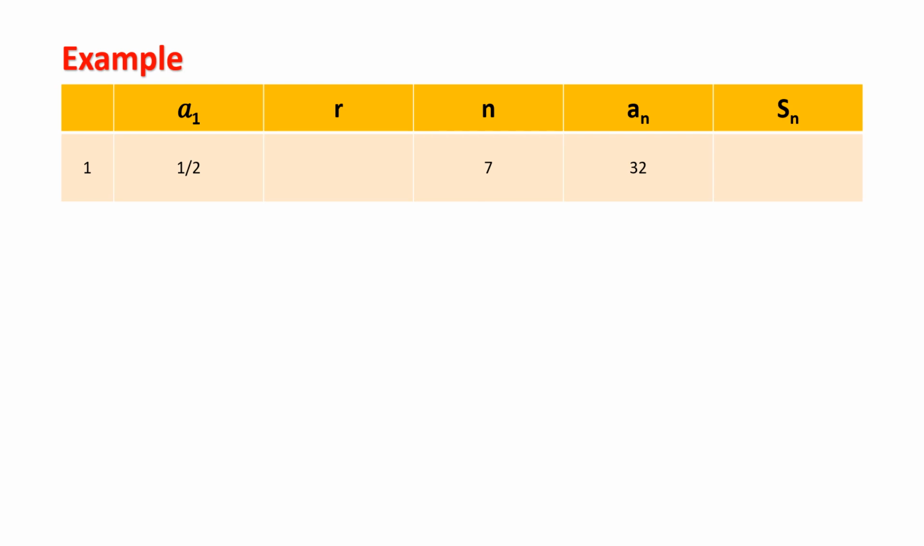Given that a sub 1 is 1 half, n is 7, and the last term is 32, we need to solve for the r as well as the sum of the geometric sequence. The r is the common ratio. To solve for r, we'll be using the geometric sequence formula. So we will substitute the value for a sub n, the n, as well as a sub 1.